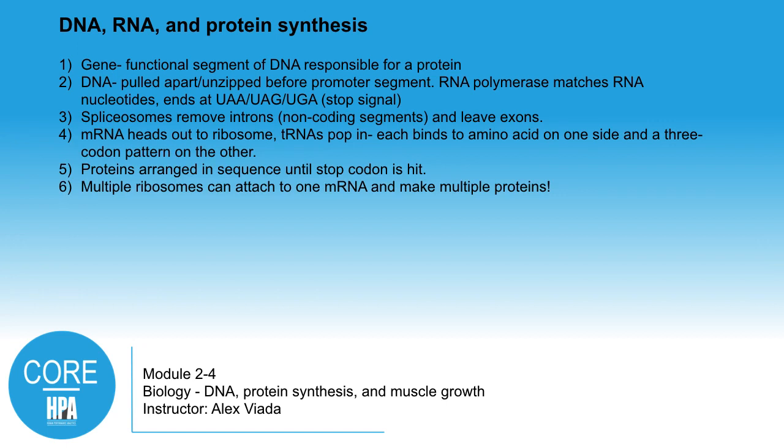When DNA is ready to be converted into a protein, the first thing that happens is that a particular enzyme comes in and separates apart those base pairs, those nucleotides, exposing one side of the DNA. Now, RNA polymerase matches RNA nucleotides and ends when it detects one of 3 stop signals. These stop signals are just arrangements of nucleotides that basically say, hey, you're done. And those are pretty much universal.